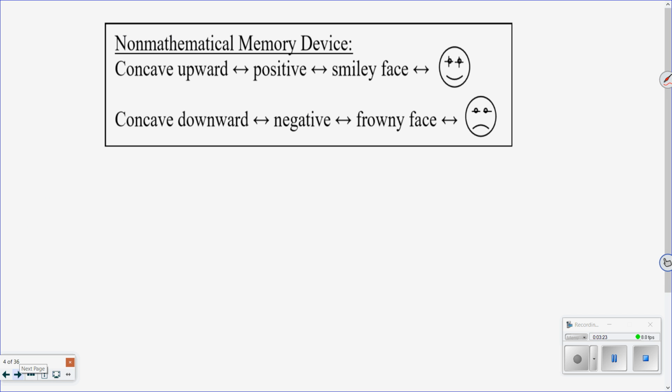So here's a little way to remember this. Concave up, positive, smiley face. Concave down, negative, frowny face.